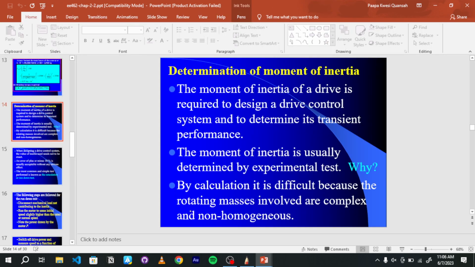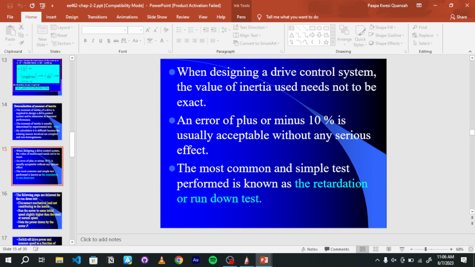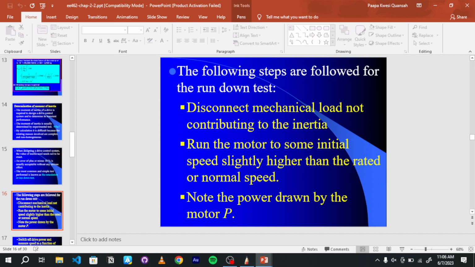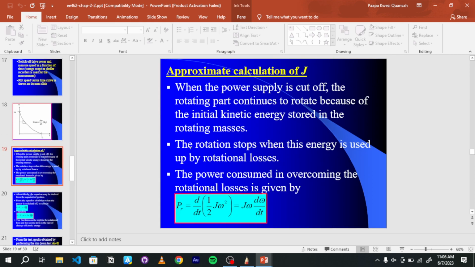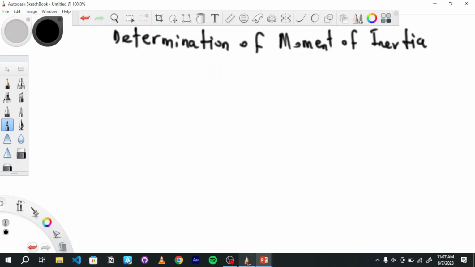So the moment of inertia is required to design a drive control system and to determine the transient performance. It's usually determined experimentally because the rotating masses involved are complex, and hence you can't use mathematical calculations to solve them. So you'd have to determine it experimentally. Let's see an approximate way of determining the moment of inertia. Let's see the steps involved.